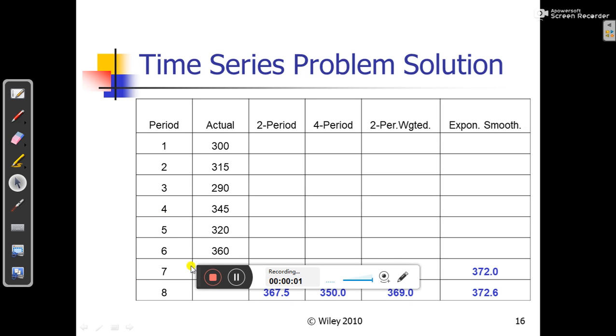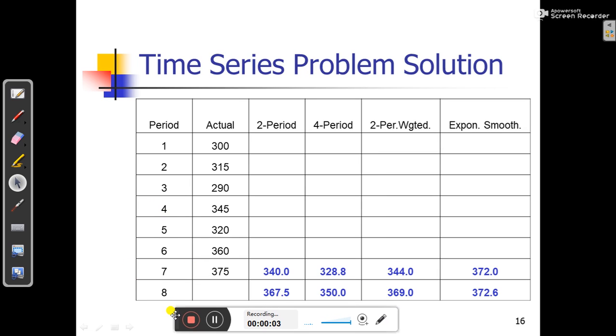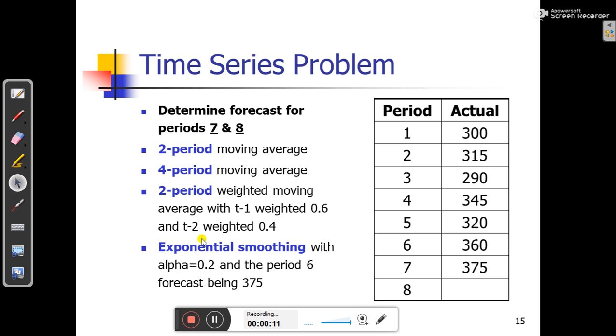Hello student, in this video I am going to start from the last topic we were discussing about forecasting methods. So we are here in this slide discussing forecasting periods 7 and 8, depending upon the values of previous periods like 1, 2, 3, 4, 5, 6, 7. The actual values for those periods are here.